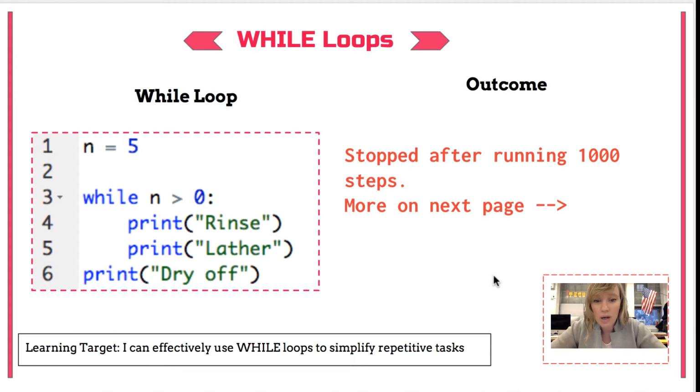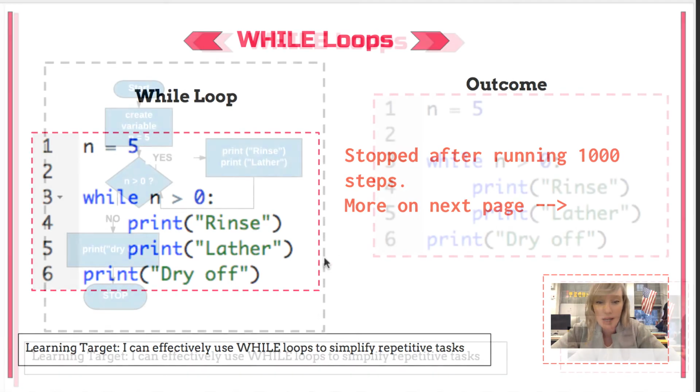Okay, let's talk about this while loop right here. This one has n equal to 5, while n greater than 0, print rinse, lather, and then it checks again whether n is greater than 0. Now the outcome of this, from a different development environment, says stopped after running 1,000 steps, more on next page.